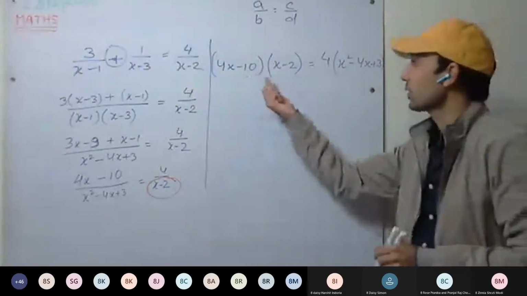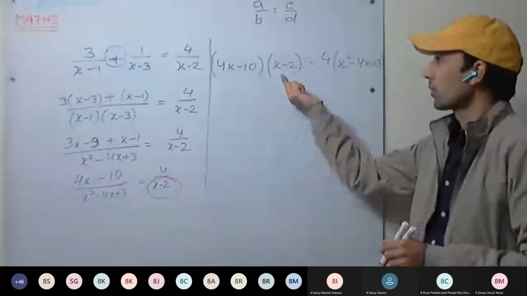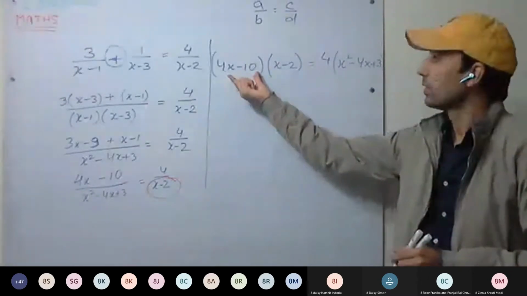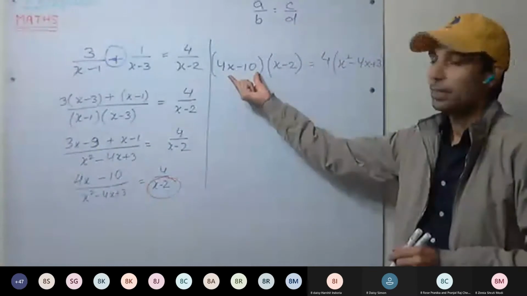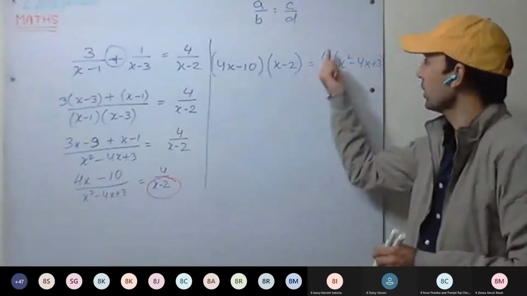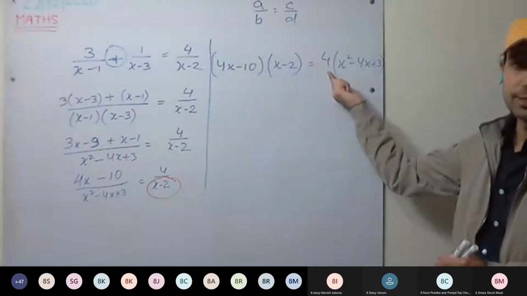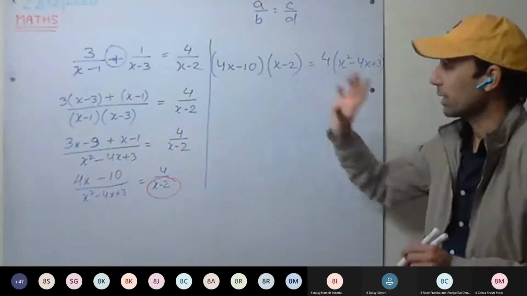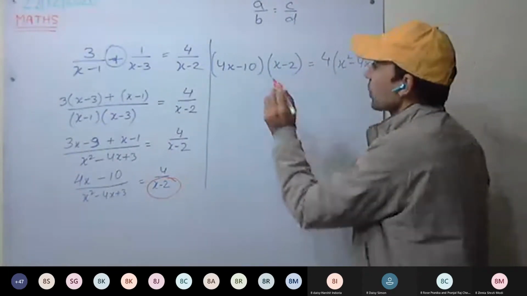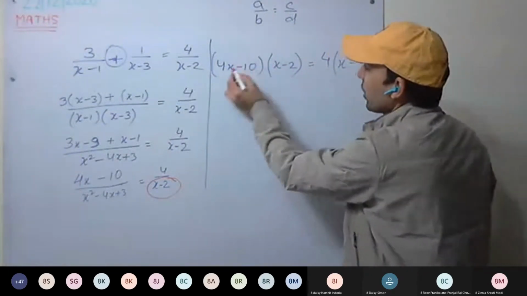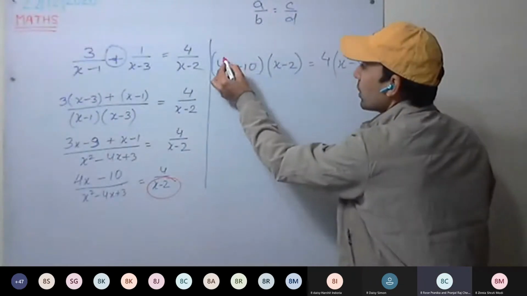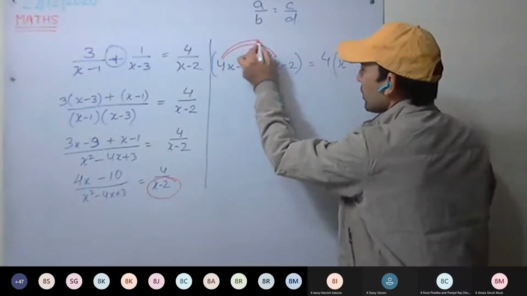Now we will solve this one. Or we can do one thing. Can we take 2 outside from this one? Take 2 outside, and 2 and 2 will cancel from here. Or you can solve it like this. Okay, so I'm not taking 2 outside. Now we multiply them. So how are you going to multiply? 4x square minus 18x plus 20.